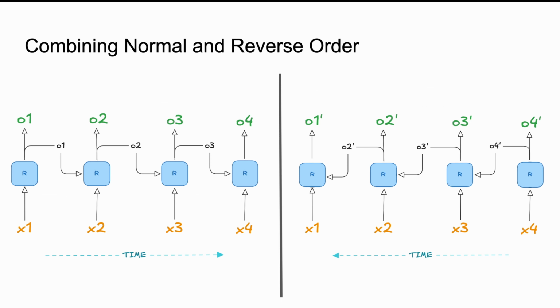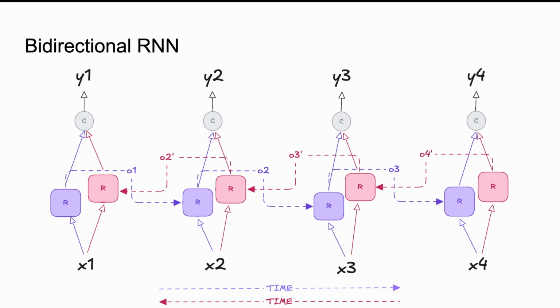Now let's look into the normal RNN where we are feeding the input in normal order, and the reversed order input. We have seen both of these earlier, right? So this is the normal order and this is the reversed order, because we'll be combining both of these to get the BRNN. The BRNN actually is a combination of normal order input and reverse order input. So this is how the BRNN looks.